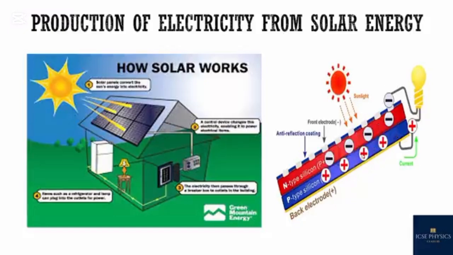To increase the efficiency, a large number of such cells are arranged over a large area so they could collect a large amount of solar energy to produce sufficient electricity. Such an arrangement of solar cells is called a solar panel.